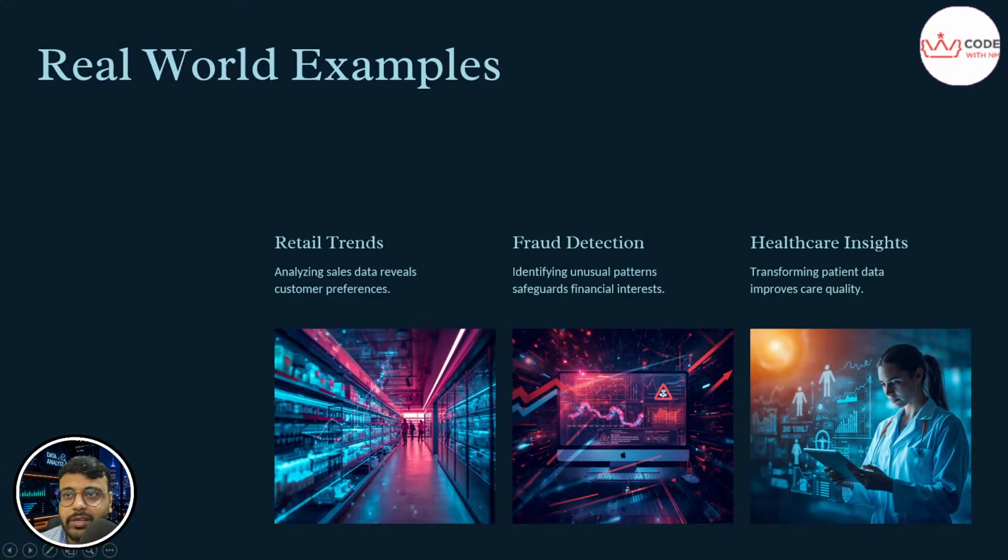So the next part is real world examples, because we all learn through examples, and I make sure that all the examples are from the real world. Let's understand a few real world examples. First is retail. In retail, analyzing sales data reveals customer preferences. Think about how Amazon knows exactly what to recommend to you.